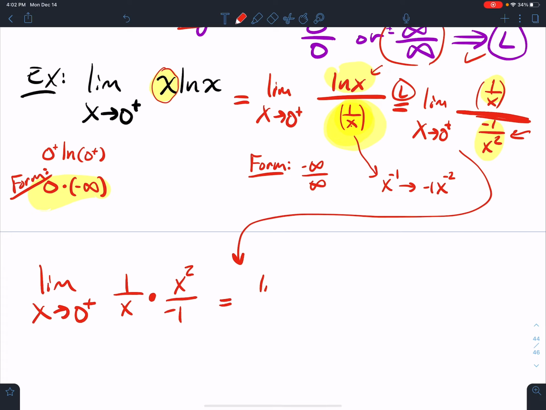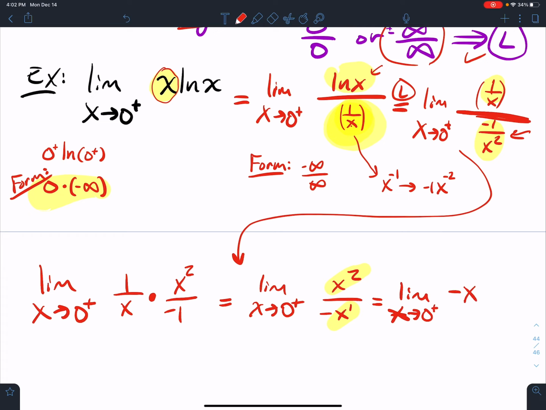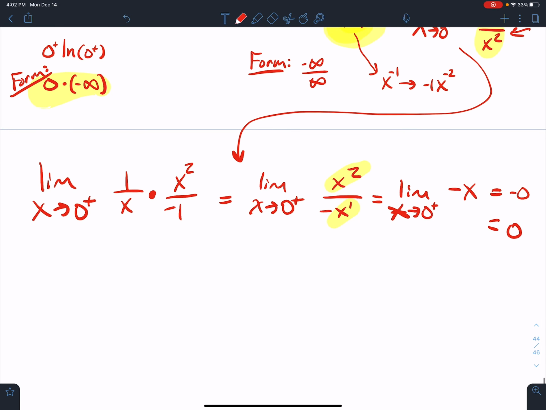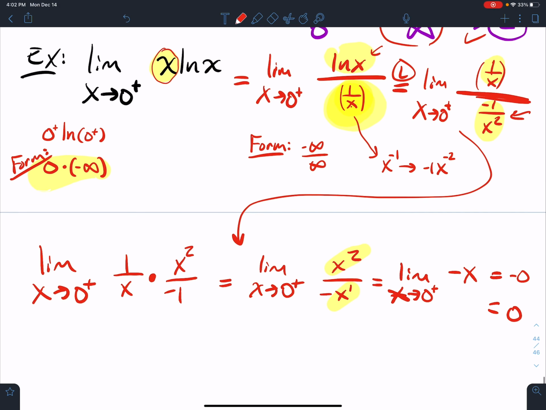Okay, so now what do I get? Simplified, this is going to get me x squared over negative x. And so the x's cancel, right? And so I have 2 x's in the numerator, 1 x in the denominator. So as x goes to 0 from the right of negative x, okay, what does that equal? Well, that's just negative 0, which is equal to 0, okay? So my answer here is 0.